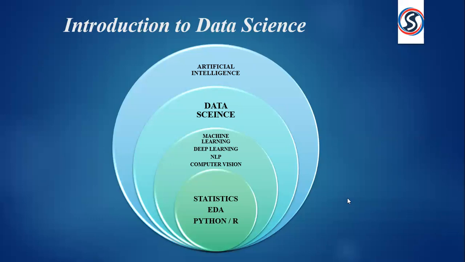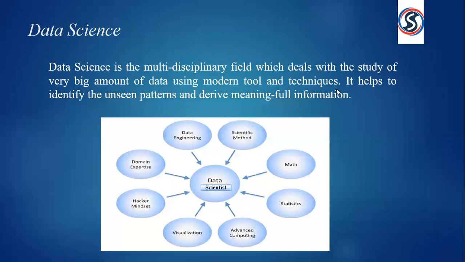Now, coming to what is data science? So data science, as you can see, is the multidisciplinary field which deals with the study of very big amounts of data using models, tools, and techniques. And it helps to identify the unseen patterns and derive meaningful information.